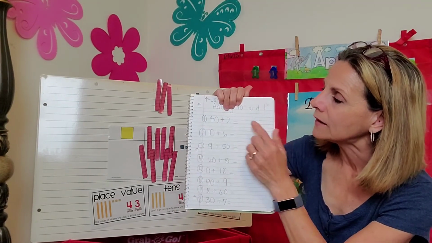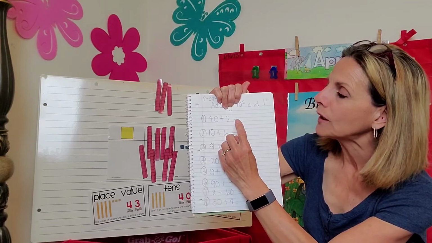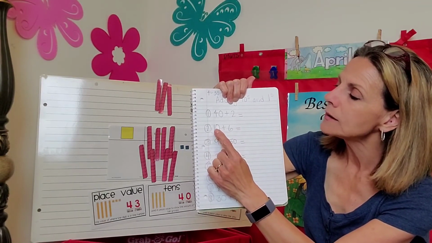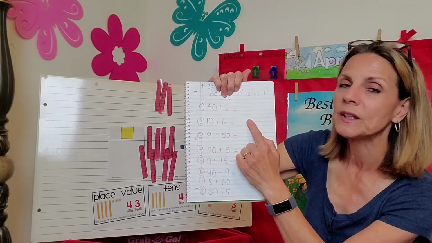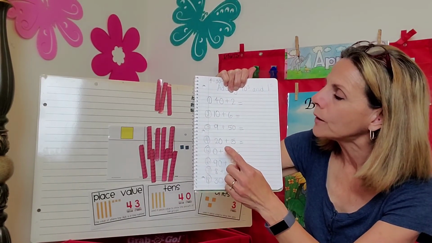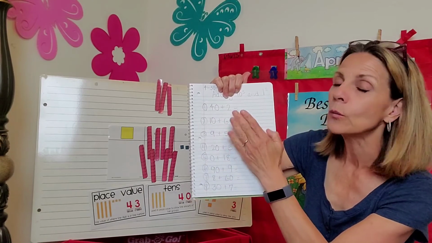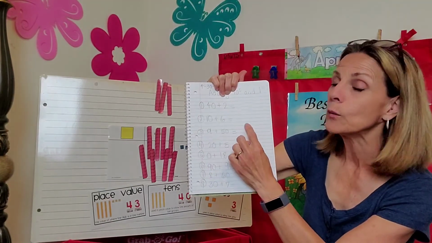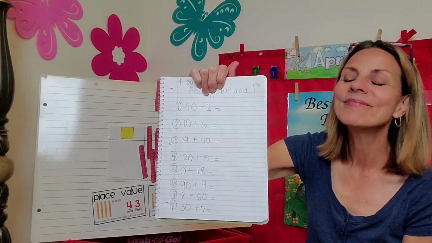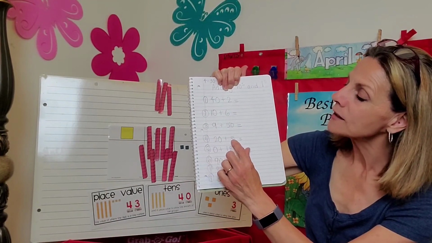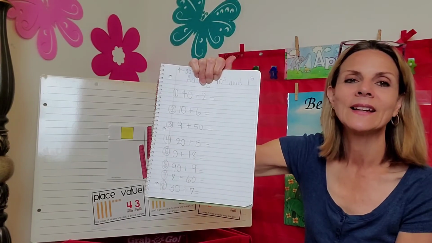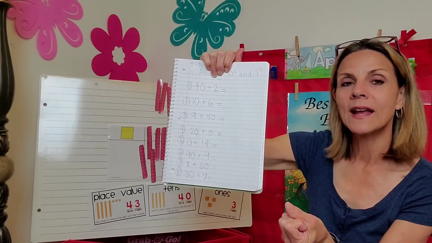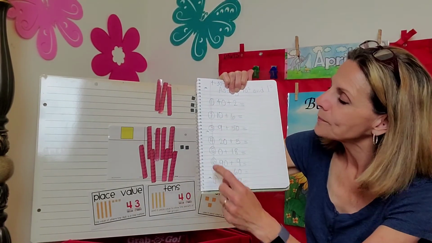The first one is 40 plus 2 equals blank. And number 2, 10 plus 6 equals blank. These are ones you're going to solve on your own. Part plus part equals whole. Number 3, 9 plus 50 equals blank. Number 4, 20 plus 5 equals blank. And remember, our part is either tens or ones added with tens or ones.